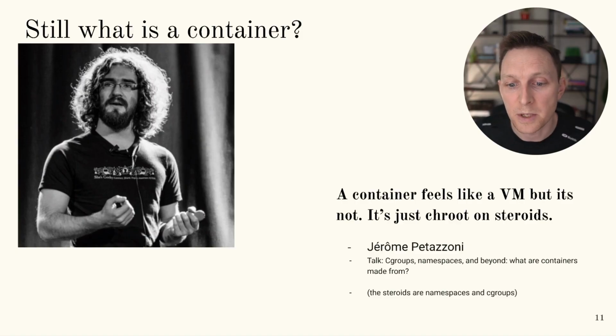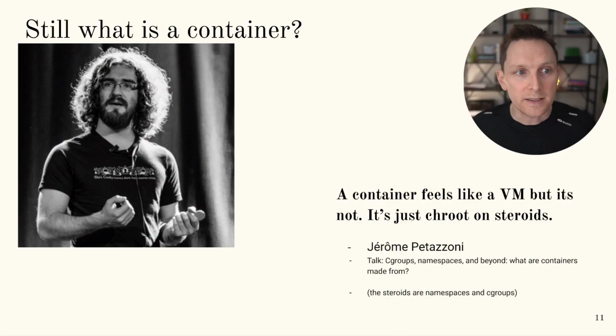It's called cgroups, namespaces, and beyond: What are containers made from? But the thing he says in the talk is that a container feels like a VM, but it's not. It's just chroot. It's just chroot on steroids. Okay, now I have a thread to pull on. First of all, I don't know what change root is, so let's start there.